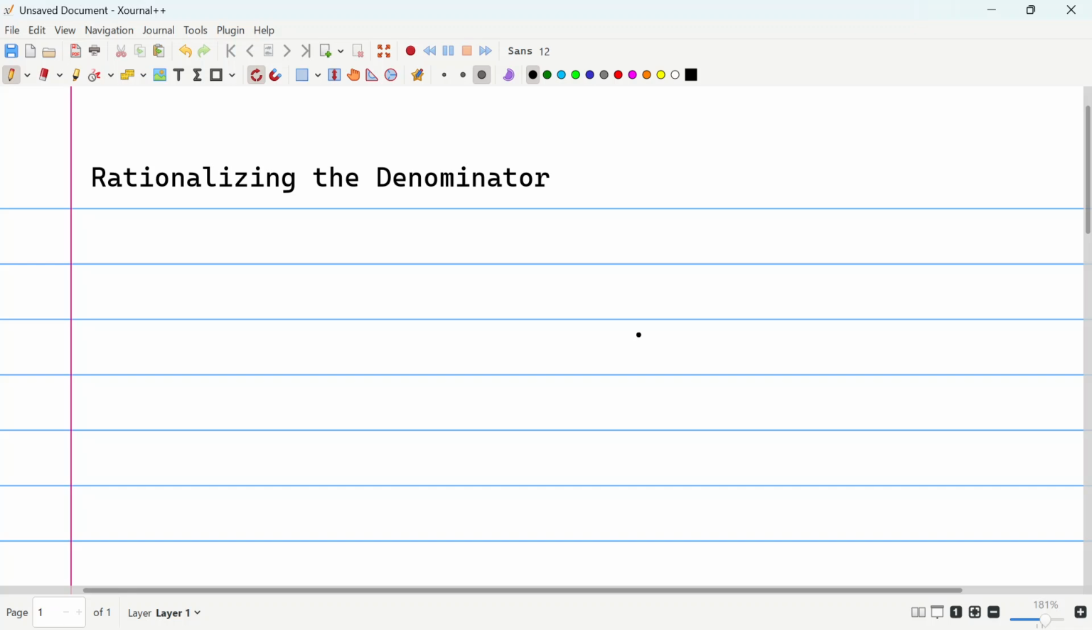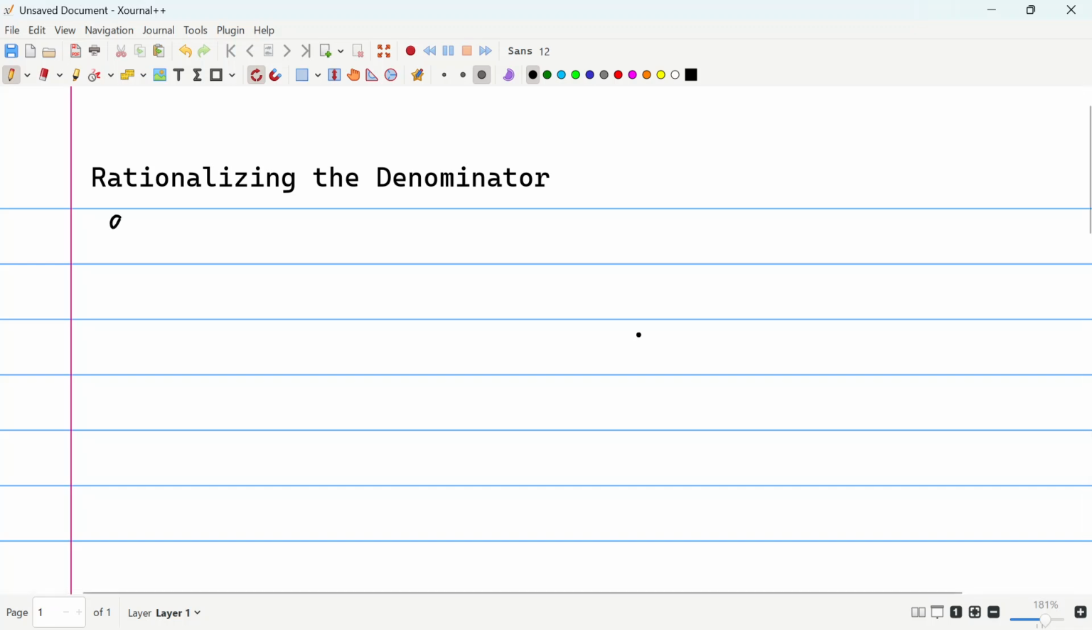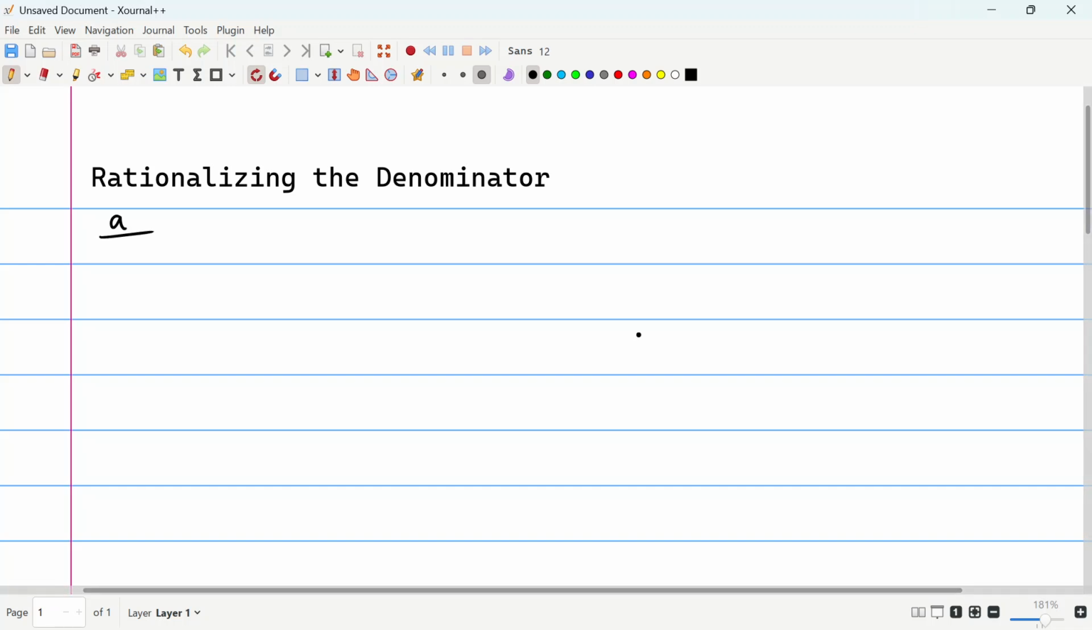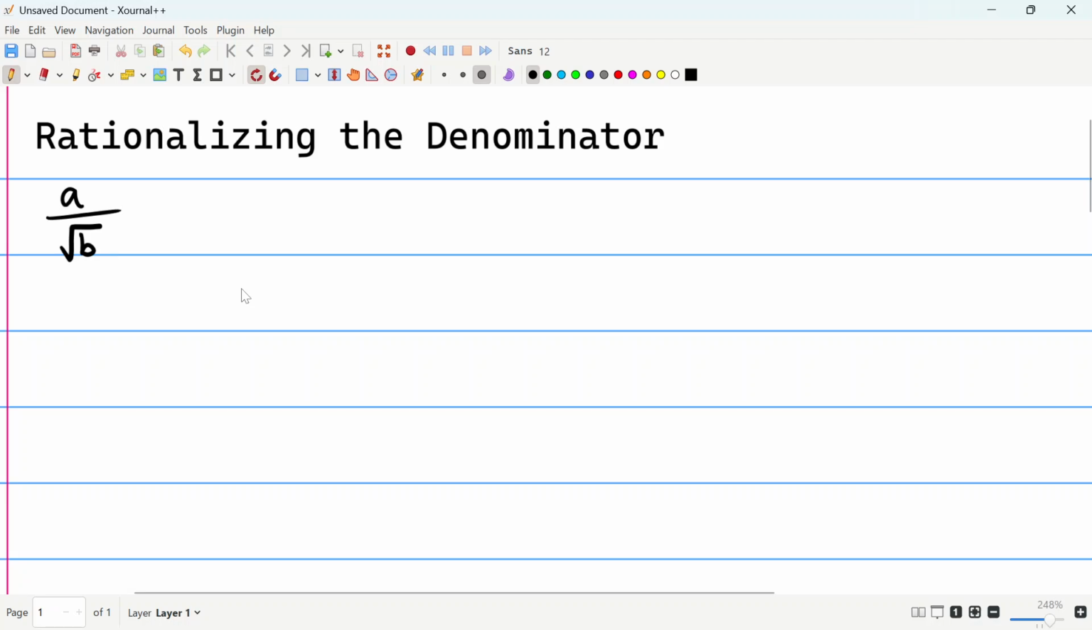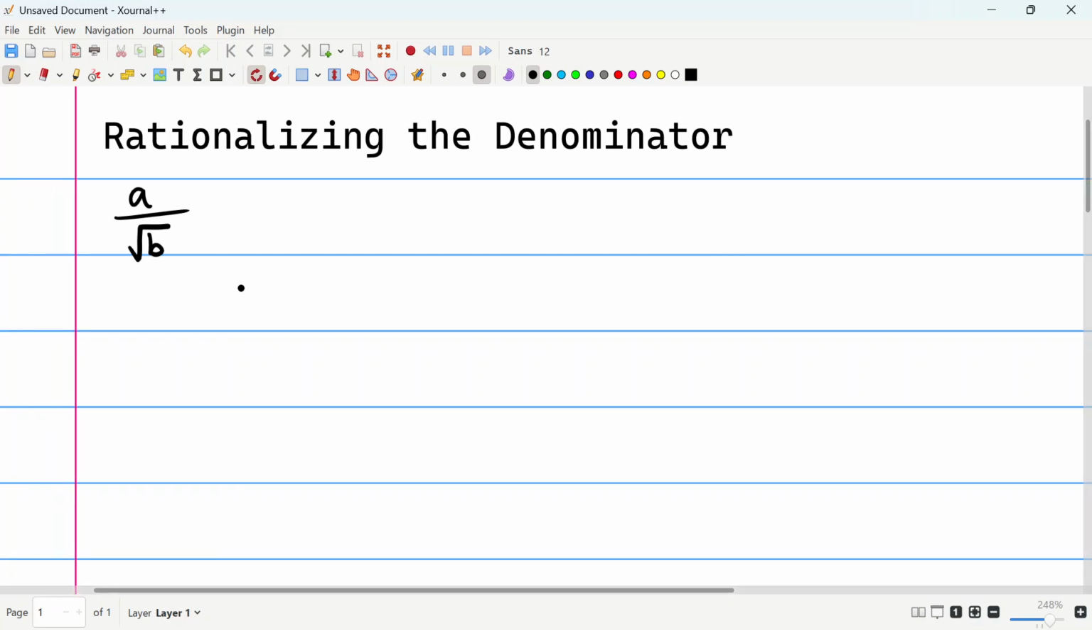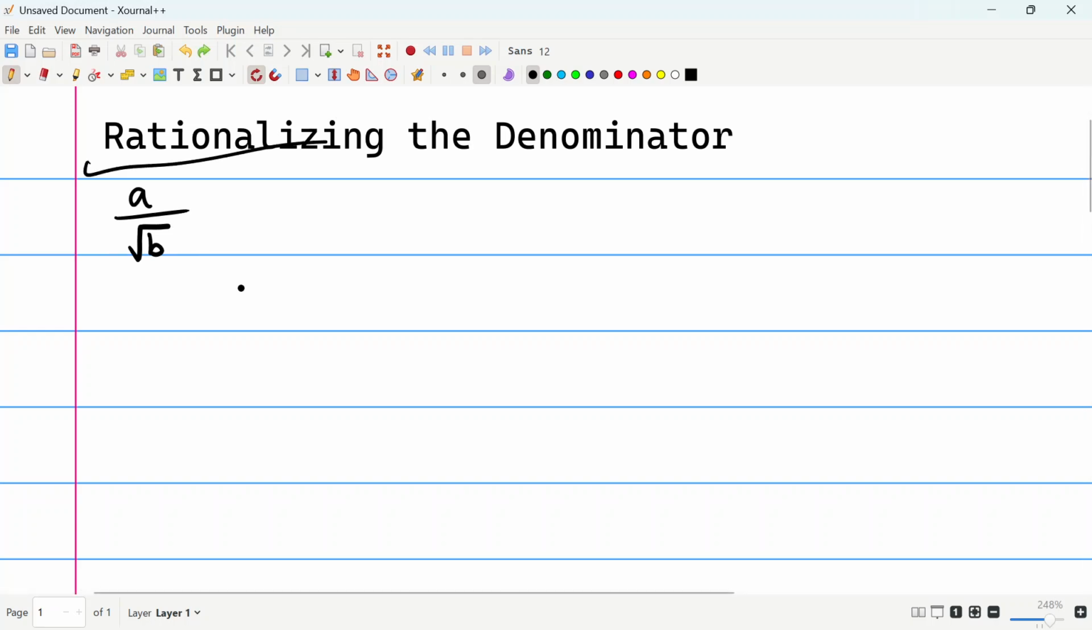So the first way is going to be the simple one, but the question is, how do we know when to actually apply this? Now, say for example, we have anything on the top, but then you have some square root at the bottom. Let's say the square root of b, okay? But the thing is, we don't like the square root in the denominator, right? So this is where we have to rationalize.